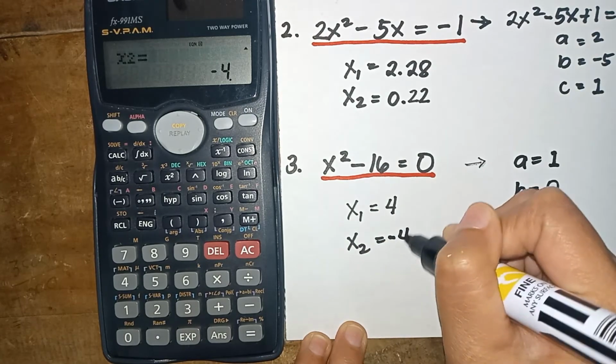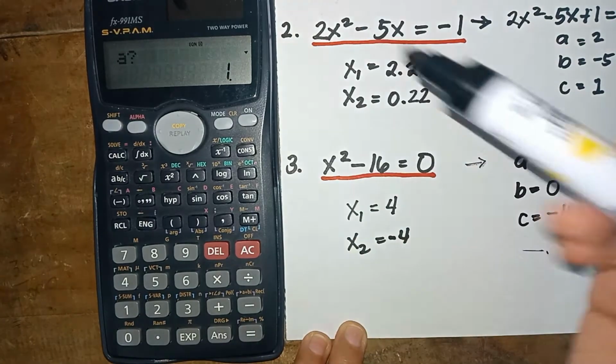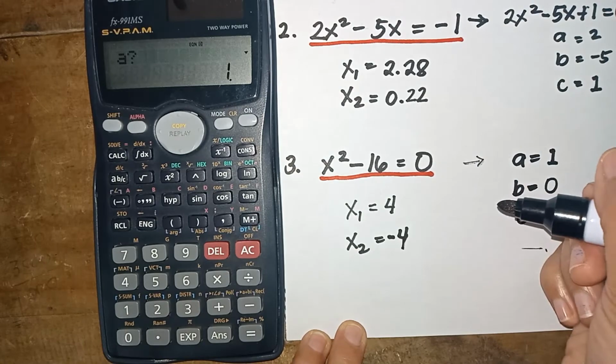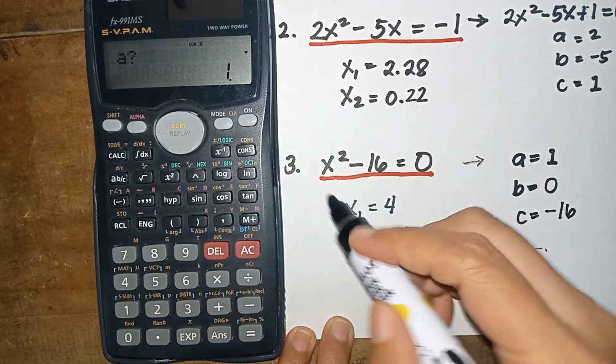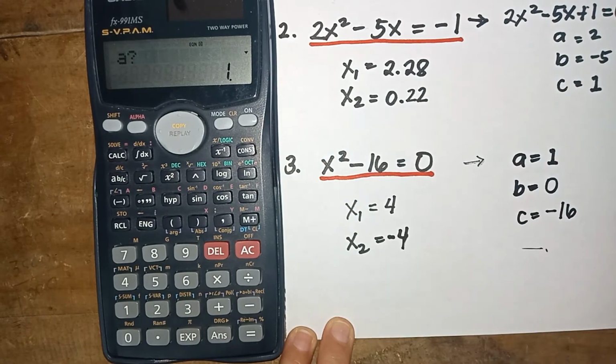As we click equals again, we don't see R and I in the upper right. Therefore, 4 and negative 4 are real numbers, and these are the roots of x squared minus 16 equals 0.